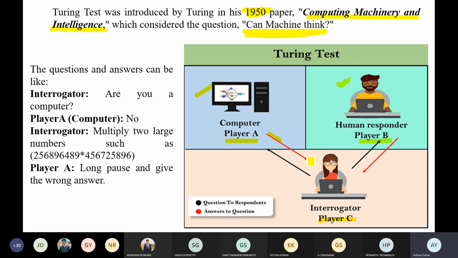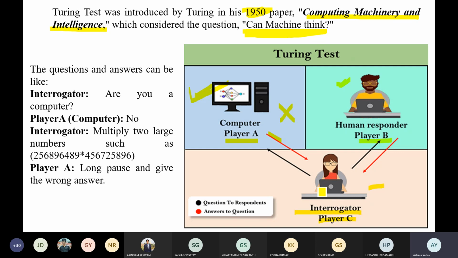If the interrogator is able to recognize whether the answer which I got is from, let's say, player A or from player B, then we say that the machine does not have artificial intelligence. And if the interrogator is not able to recognize which answer corresponds to the machine and which corresponds to the human player, then we say that the machine has intelligence, the artificial intelligence.